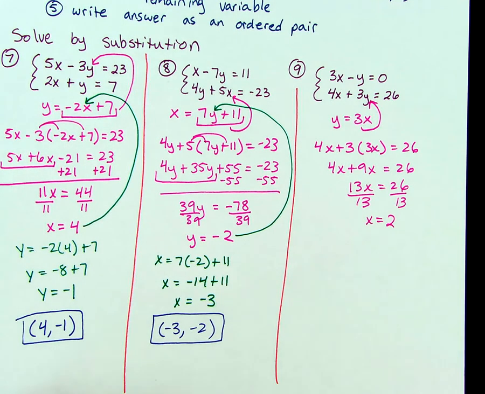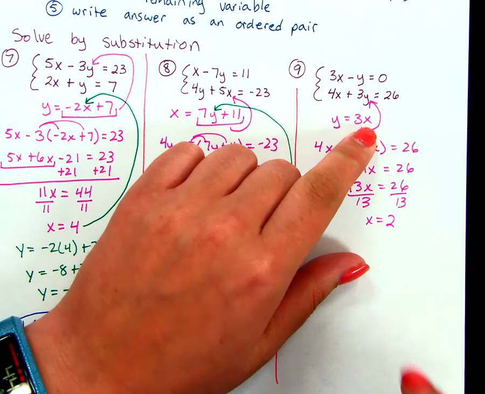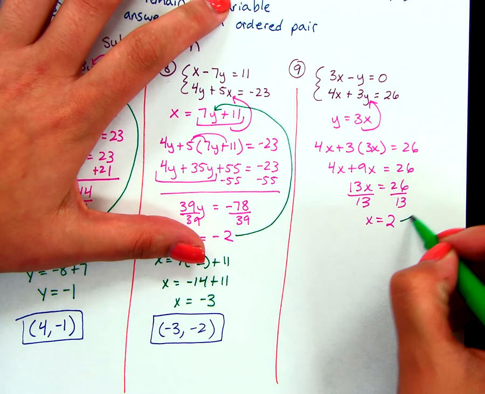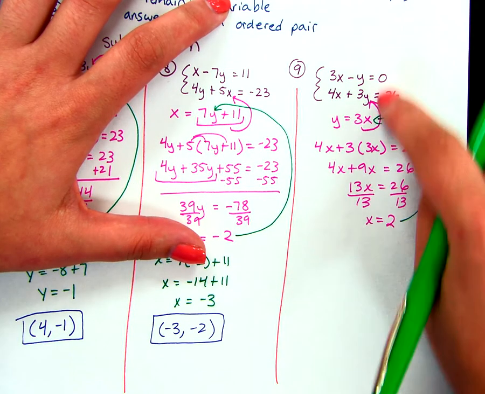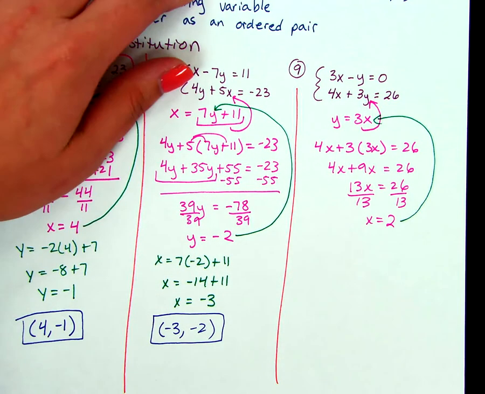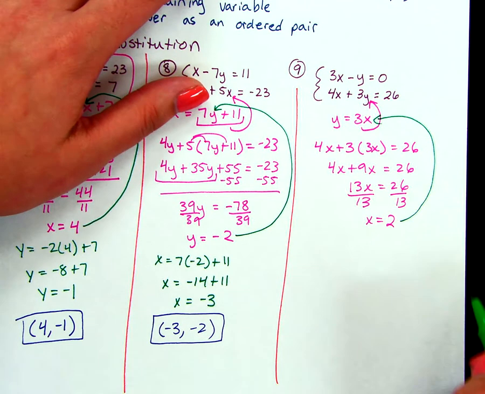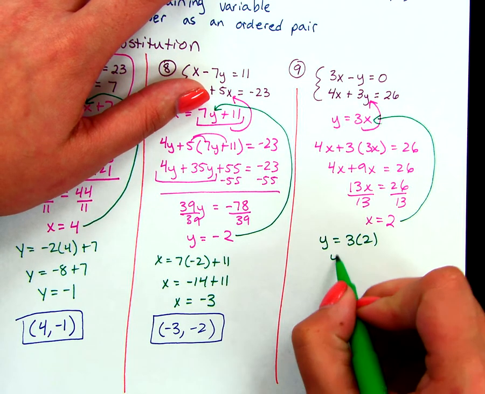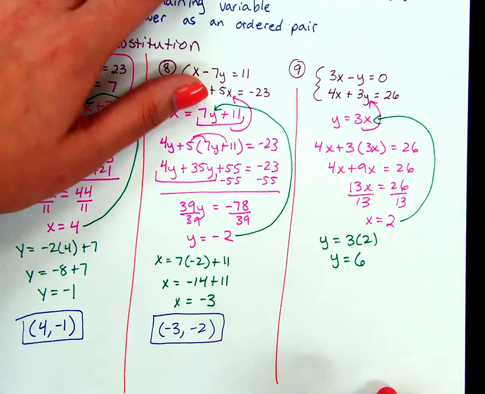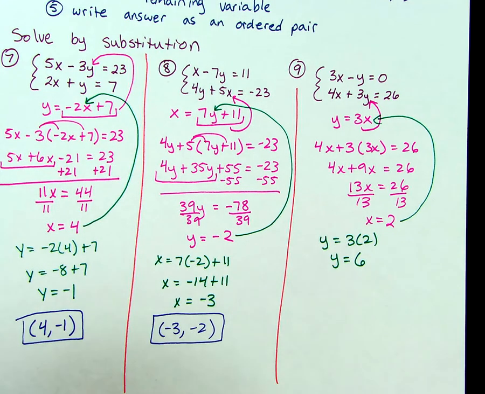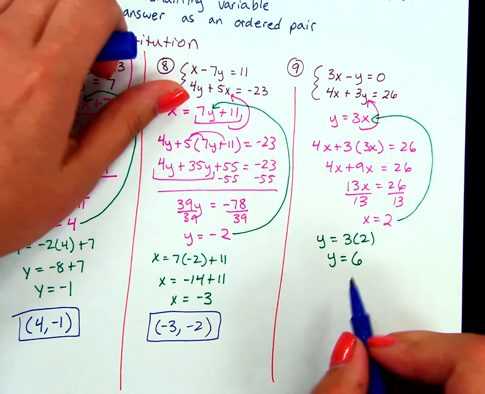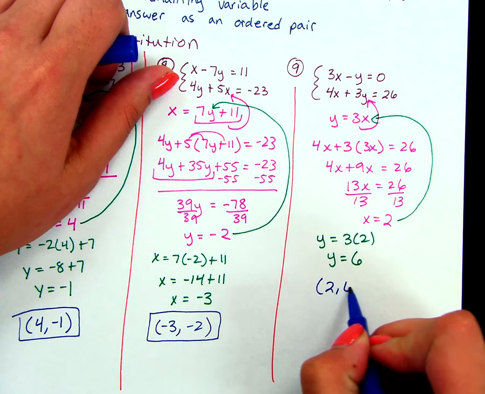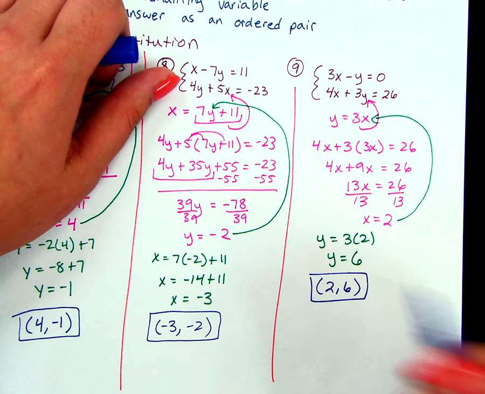And again, once we have our first variable, then we substitute. So I'm going to go back to this x. So I'm taking my answer and substituting it back into one of these equations. And it doesn't matter which one you pick. All right, so if we substitute, we will have y equals 3 times 2. So that is going to be 6. And again, we are going to write our final answer as a coordinate. So that will give us 2, 6. Final answer.